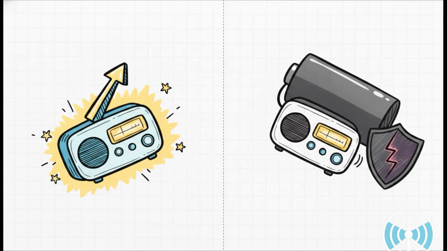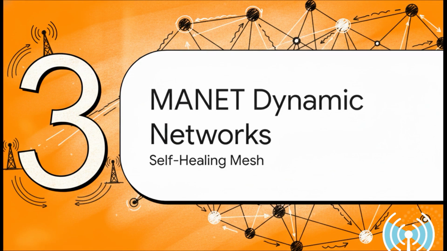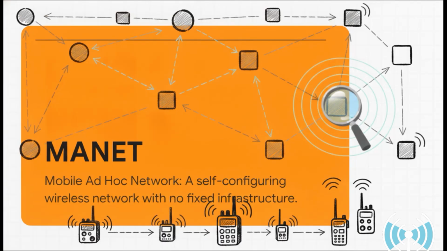All right, Section 3, MANET, which stands for Self-Healing Dynamic Networks. Building on the hardware side of things, MANET is all about network behavior. Notice that you aren't technically using a MANET radio, you are using a radio that has MANET functionality. In this setup, there is no master hub. Every single radio or node acts as both a user and a router. If someone sends a message, it can hop from radio to radio until it finally reaches its destination.